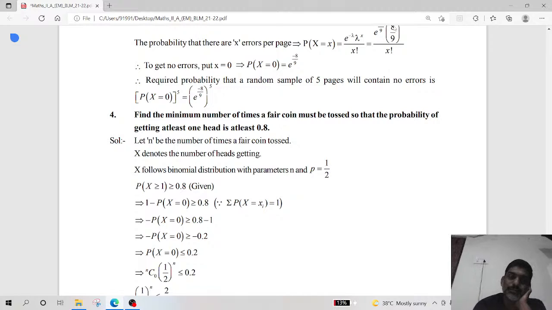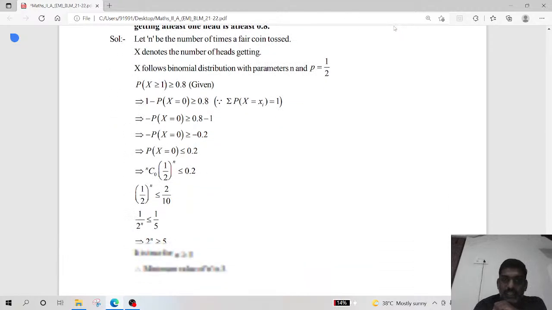So we take the minimum number of times the fair coin is tossed as n, and x denotes the number of heads. Then x follows the binomial distribution with parameters n and p. P of x greater than or equal to 1 is greater than or equal to 0.8, because they said at least 0.8. P of x greater than or equal to 1 is nothing but 1 minus P of x equals 0. So finally P of x equals 0 is less than or equal to 0.2. Write down the formula for P of x equals 0 and substitute the value of p.